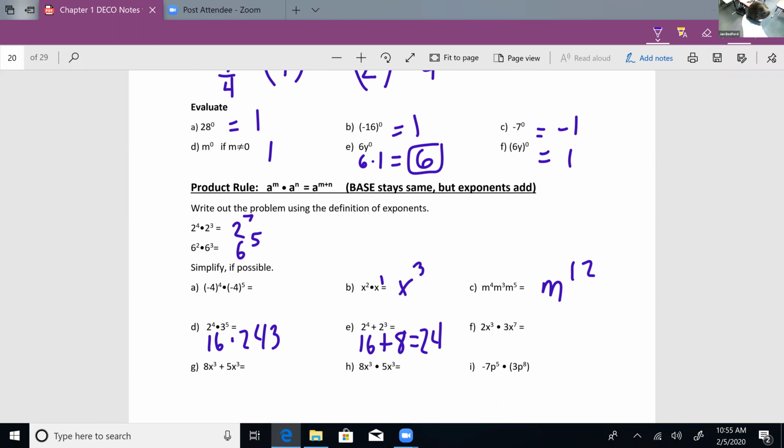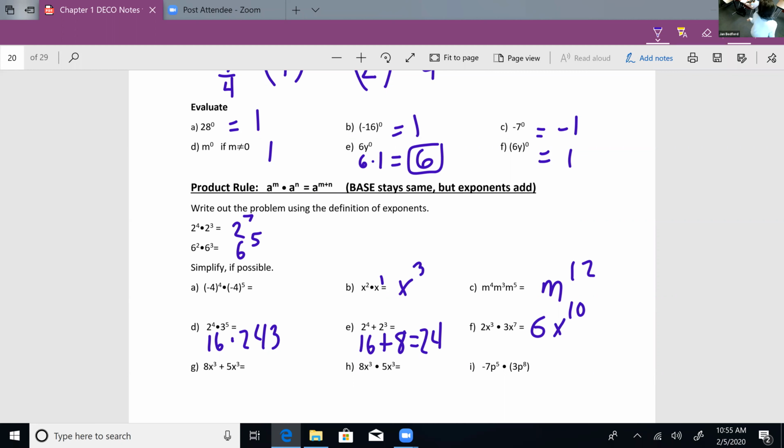Okay, because these are just numbers being multiplied together. 2 times 3 is 6. I agree with that. And then what is x to the 3rd times x to the 7th? X to the 10th. Make sure you keep your base, okay? Can I do anything with G? What can I do?